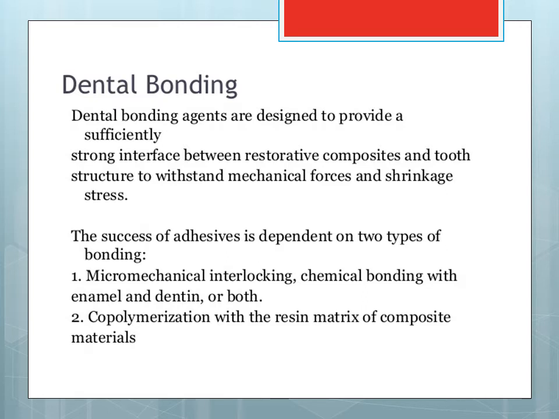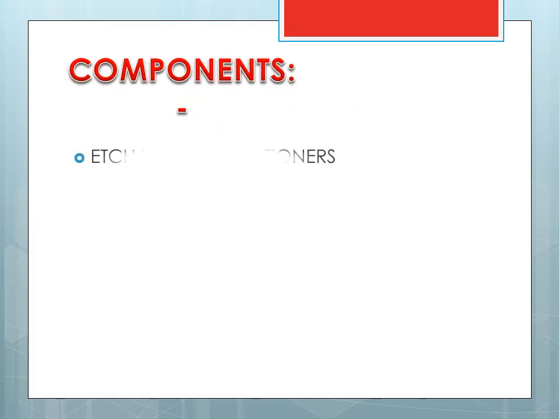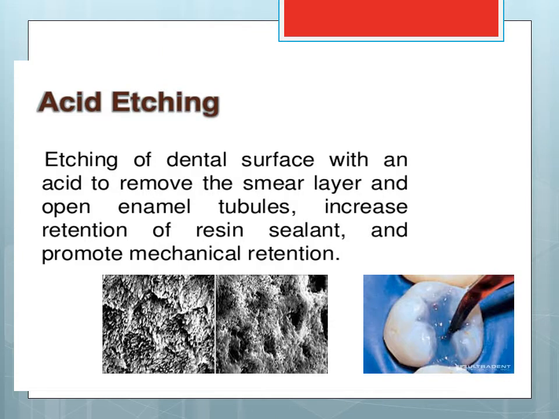We will be looking into detail of both these mechanisms, and copolymerization with the resin matrix of composite materials. What are the components of bonding? We have etchants or conditioners, primers, and adhesives. An important terminology we will be discussing which involves bonding, especially in case of composites, is acid etching.